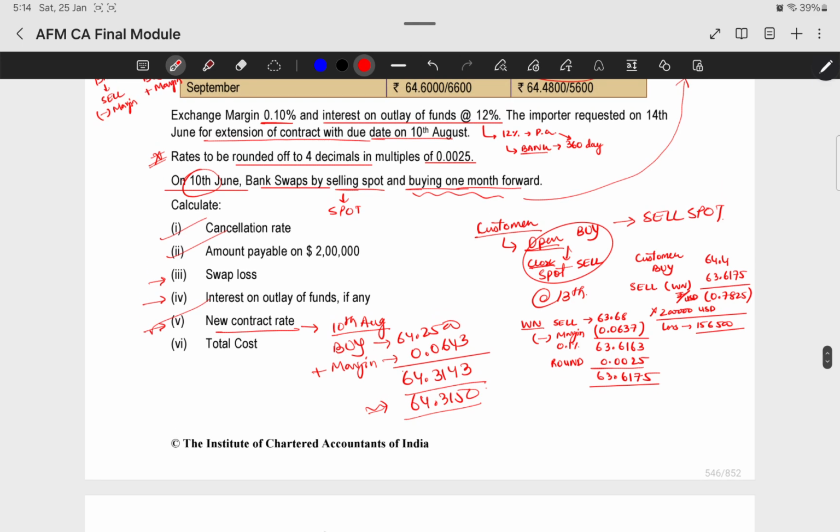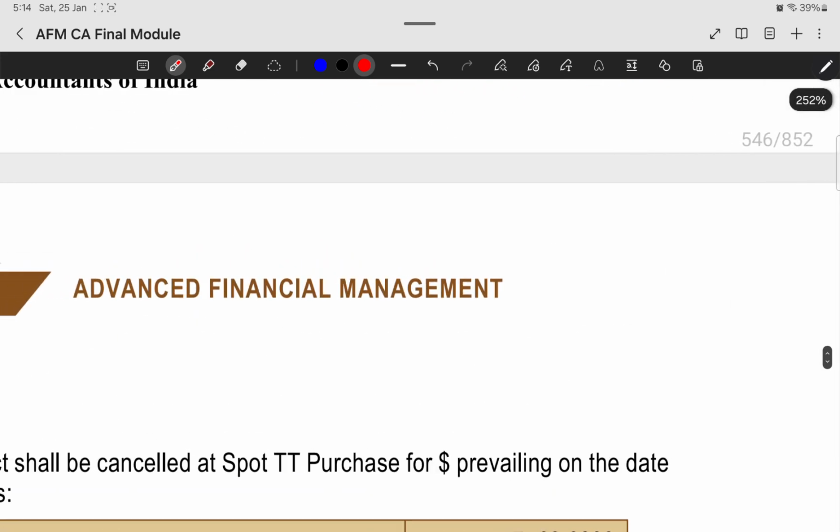Now the three things: the swap loss and interest outlay. Let's consider the swap loss. What is the swap loss? The bank is buying at spot. Oh, sorry, not buying at spot. The bank is meant to be selling the spot and buying forward. Very simple now.